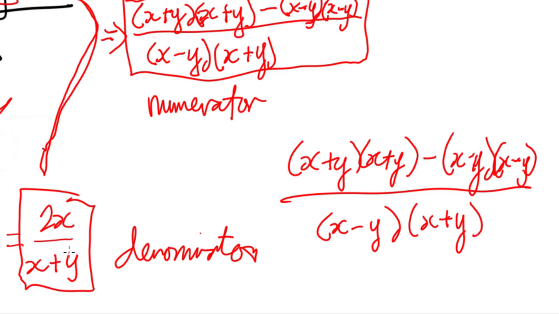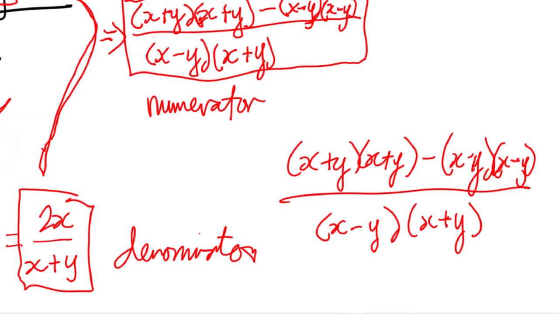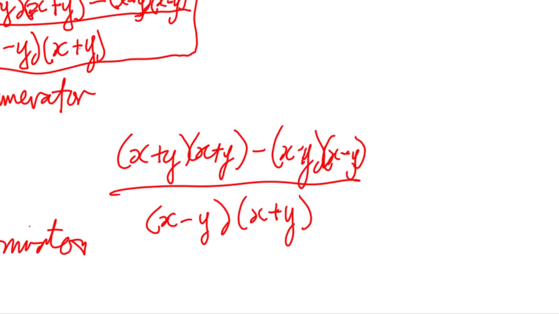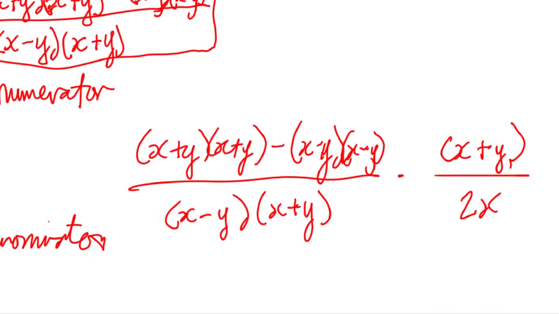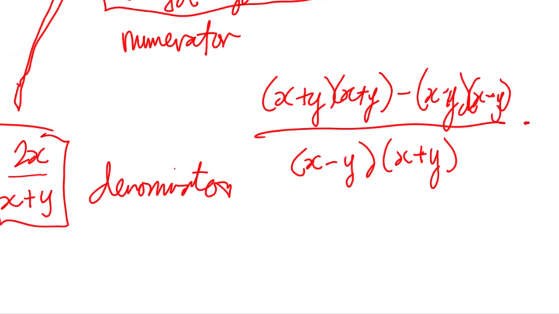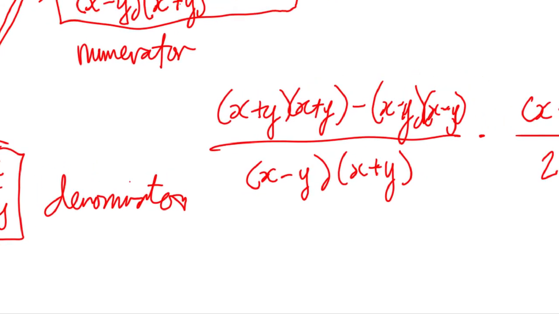And then for the denominator, remember when we are dividing fractions, we can proceed to multiplication provided we take the reciprocal of this denominator. So the reciprocal of this denominator is simply to flip them. So that's going to be x plus y divided by 2x. So let's get the reciprocal. That's going to give us (x plus y) over 2x. Let me check if that's correct. x plus y over 2x. Yeah, that's correct.